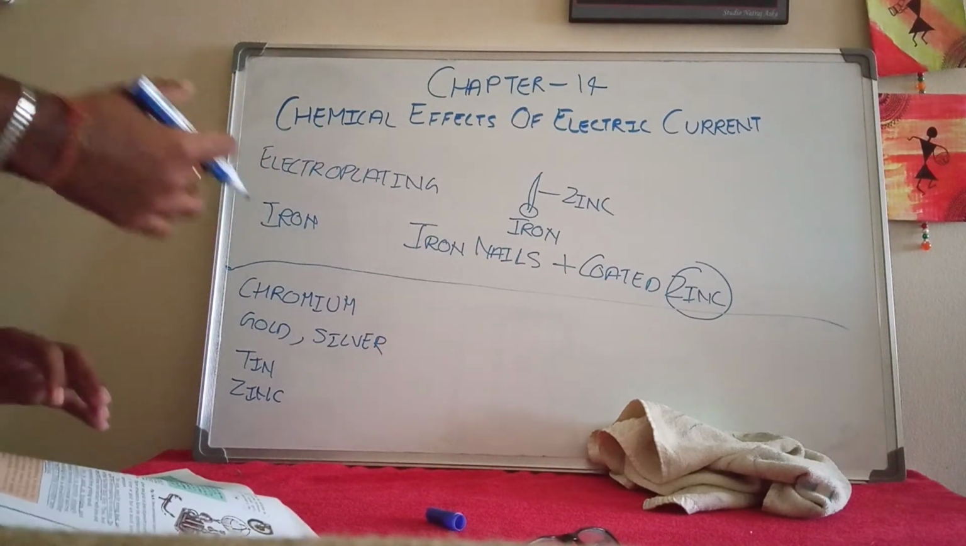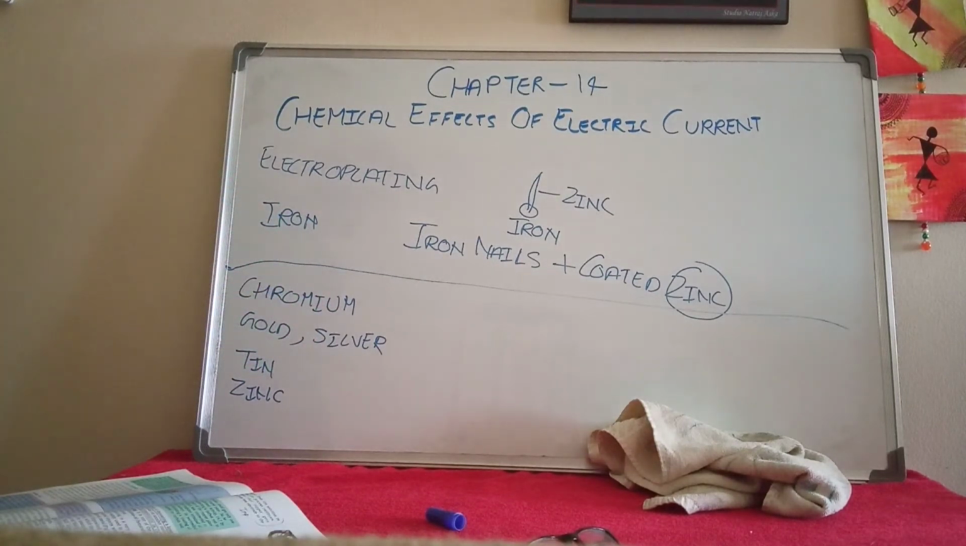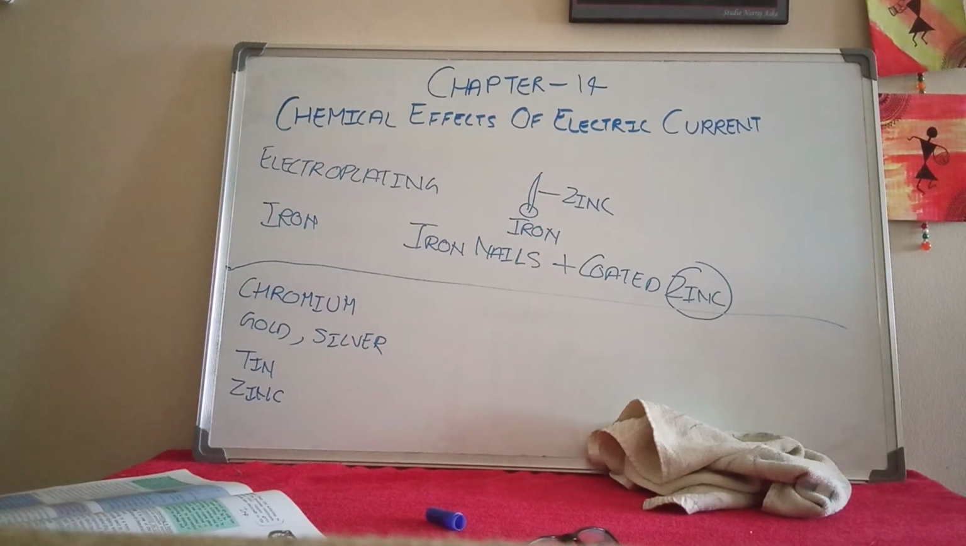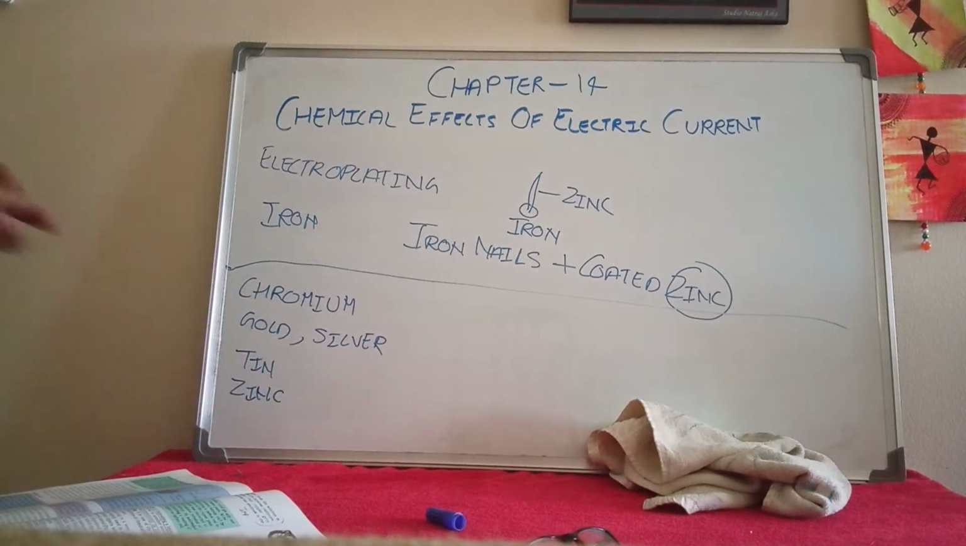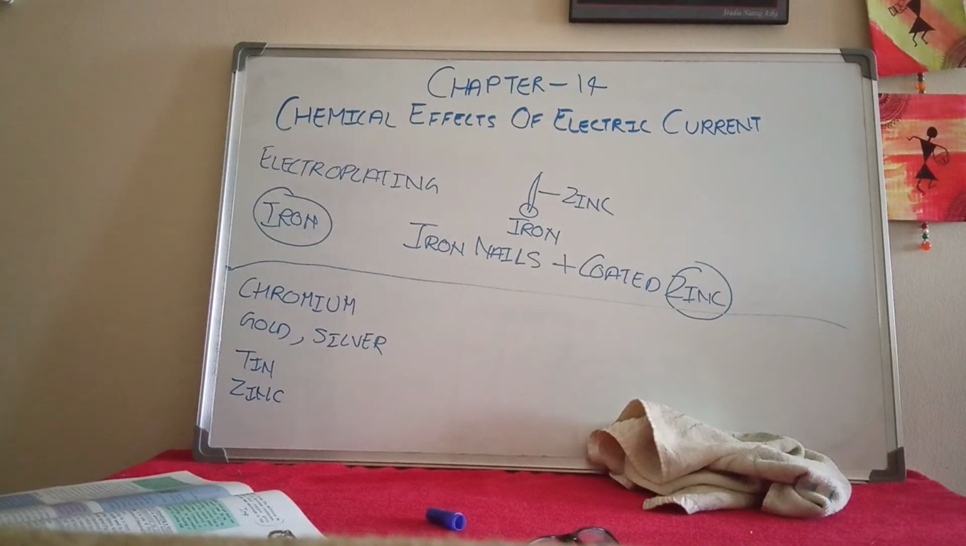So we take items which have very good physical properties that should be coated on other items. But chromium is very expensive. These elements that we see are very expensive. That's why we don't directly make items from these. We make items mainly of iron or other elements, and then we coat them with other minerals. We'll be seeing how.